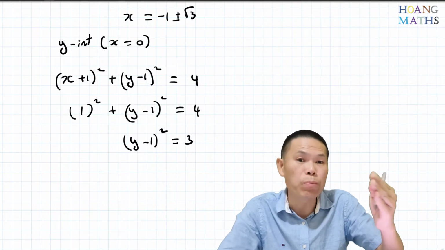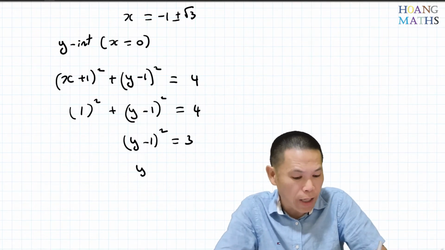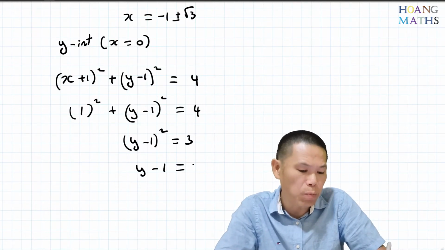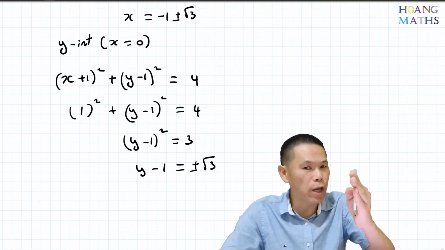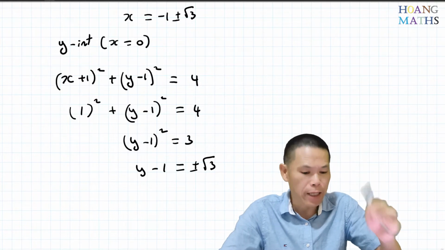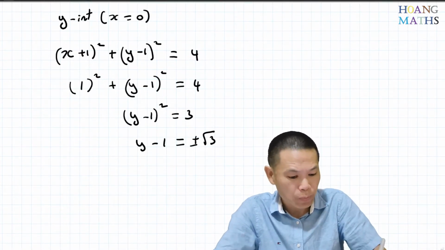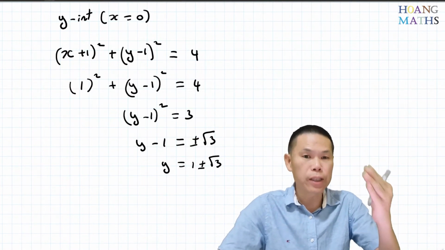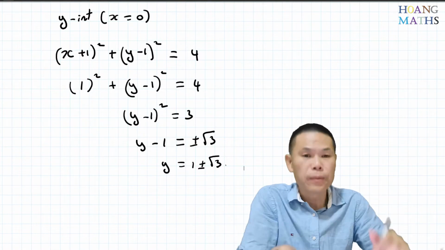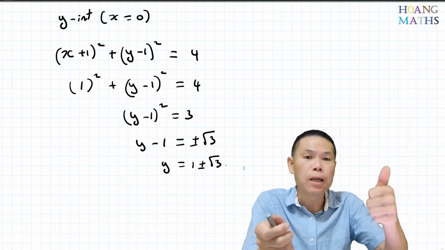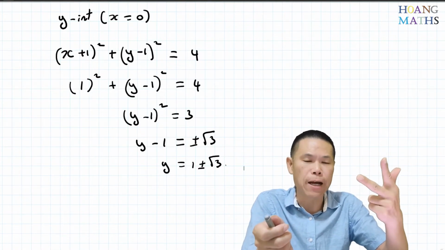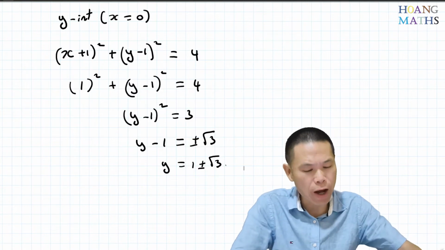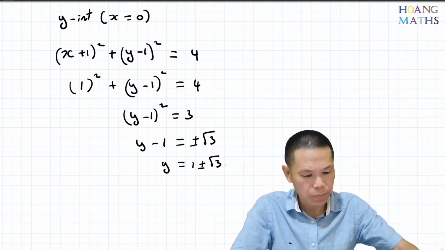And then I square root both sides. So y minus 1 equals plus or minus square root of 3. And I move the -1 to the right hand side. So that will give me y is equal to 1 plus or minus square root of 3. So these are the y-intercepts. Now we have the x-intercepts, y-intercepts, and center. So let me go back to the graph and then label them.